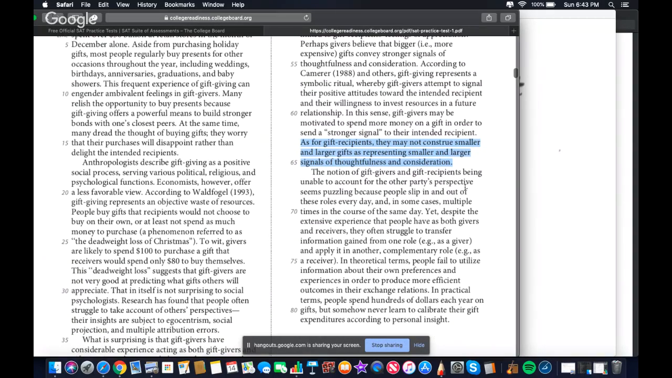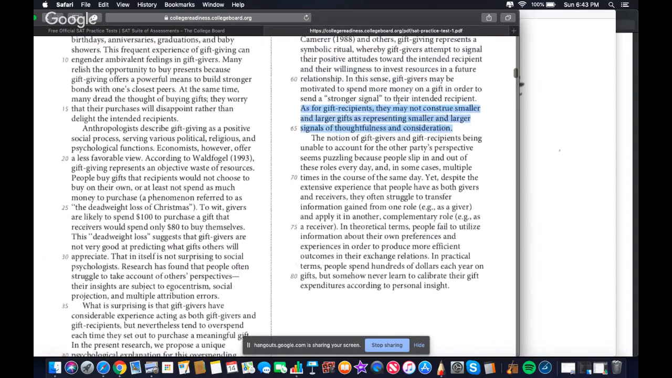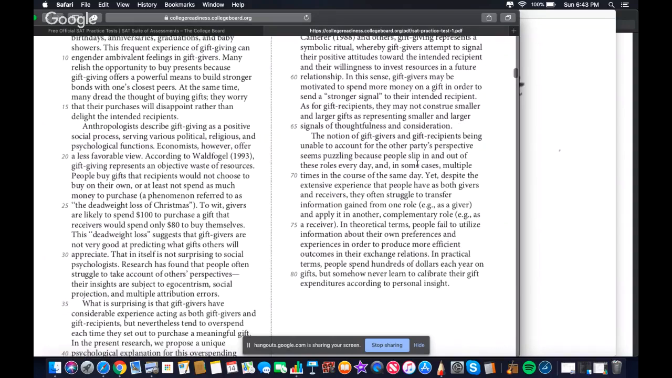Bigger does not mean better. Smaller does not mean worse. My decision here would be, okay, even though this is somewhat close, I know the SAT pretty well, and I know they want it to be perfectly direct. This literally tells us, it indicates that gift recipients, that the assumption made by gift givers, which is that bigger is better, right? It talks about this assumption, bigger and smaller gifts. And it says it's not better, right?